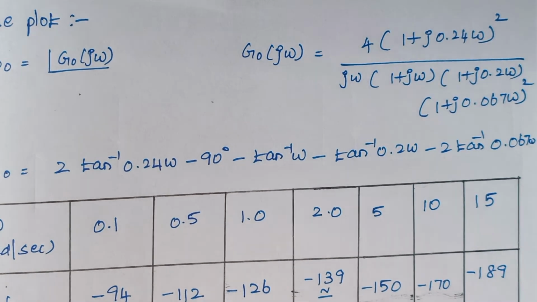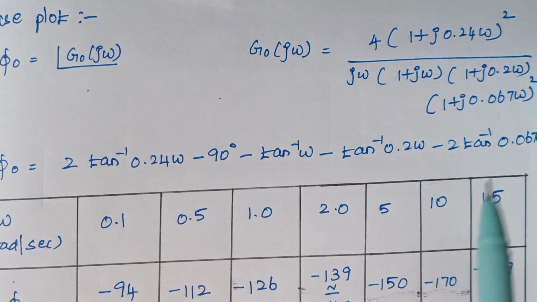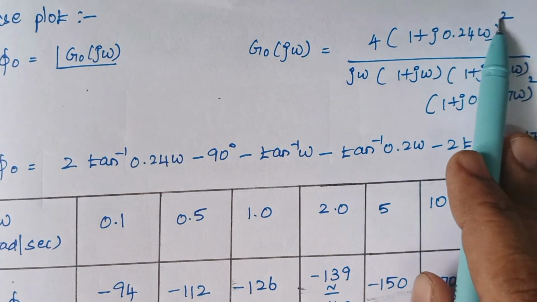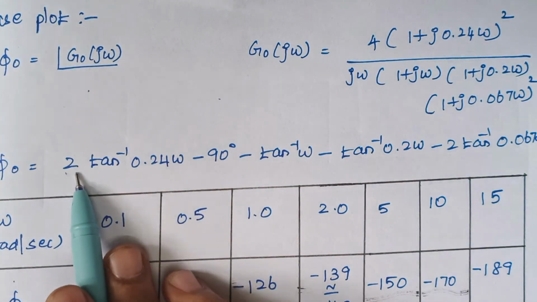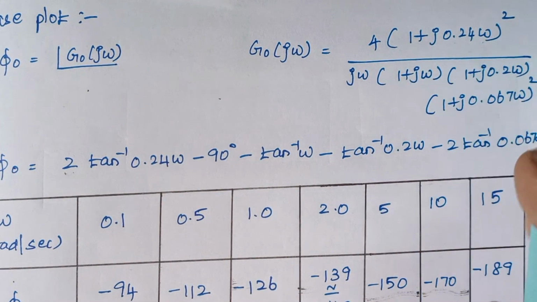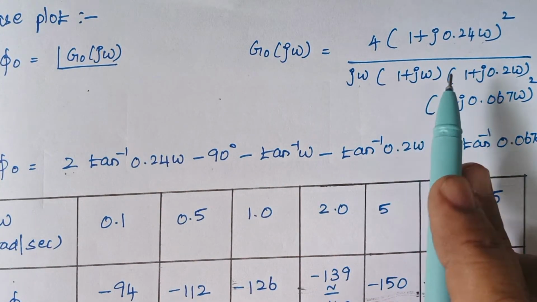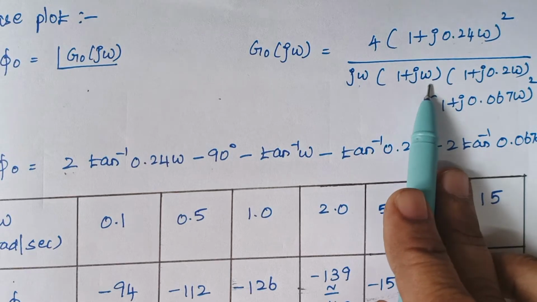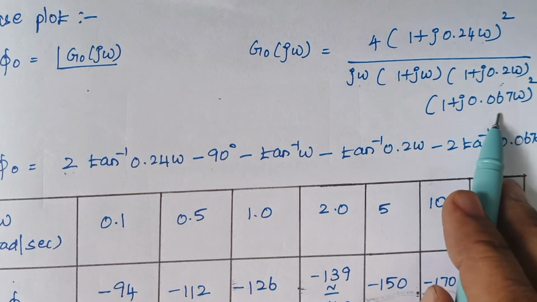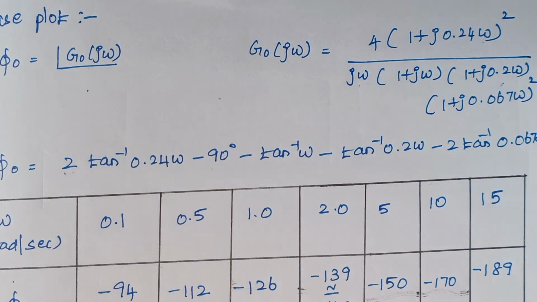So for calculating phase plot, again this is our expression, right? So as usual, here I am having a term in the numerator but with a square term. So nothing but place a 2 in front of it. 2 tan inverse of 0.24 omega by 1. Right, and omega, this contributes minus 90, and this term contributes minus tan inverse of omega, and here again minus tan inverse of 0.2 omega, and here again 2 into tan inverse of 0.067 omega, right?